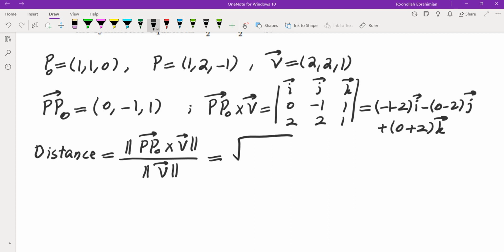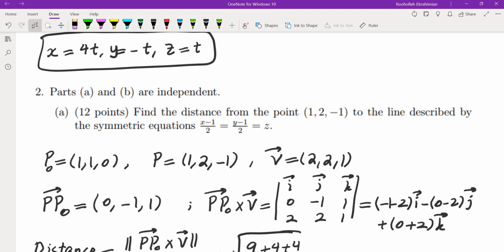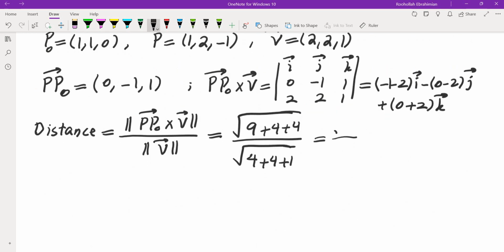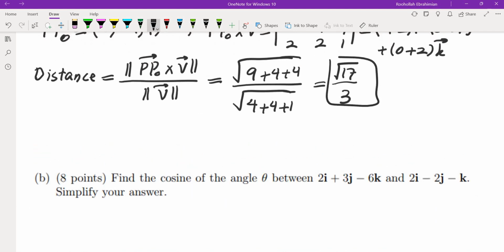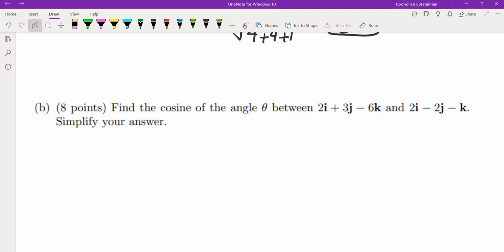So that would be the square root of 9 plus 4 plus 4, divided by the square root of 4 plus 4 plus 1. And this would be our answer. We're going to simplify, although they didn't really ask us to simplify. So this is 8 plus 9, that's 17, divided by 3. That's root 9, which is 3. So that's the distance.